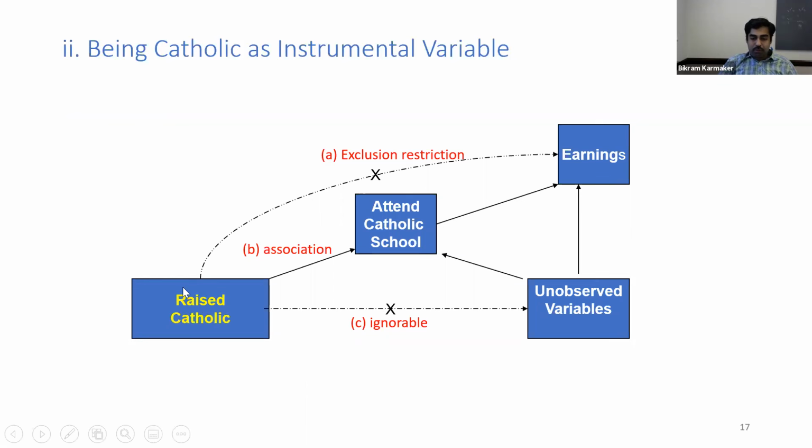So just to walk you through this picture, it says that raised Catholic should encourage you to go to Catholic school, but it should not have an effect on earning in any other way than its effect on going to Catholic school. And it also says that raised Catholic should be a somewhat haphazard assignment. So it should not be associated with some unmeasured variables, which can also affect earning.